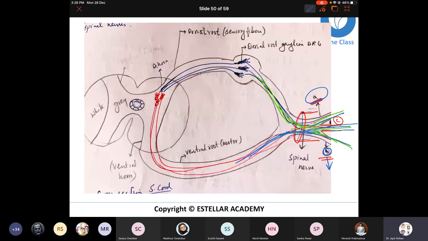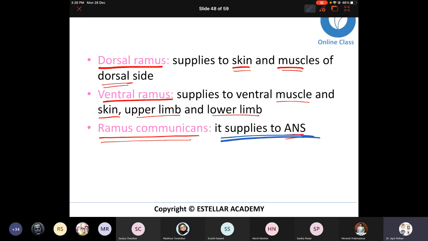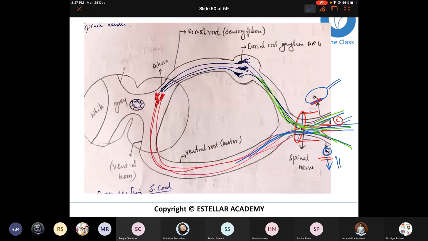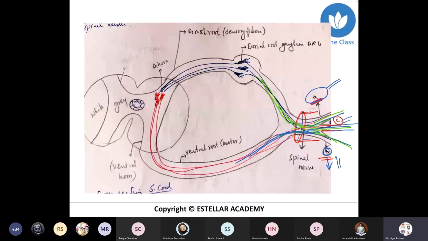Third one, that is dorsal ramus, ventral ramus, and ramus communicans. If you look, ramus communicans supplies the autonomic nervous system, ventral ramus to the ventral part, muscle, skin, limbs, and dorsal ramus to the dorsal side of skin and muscle. Clear? Any more doubts to anybody? Come on, tell me, any doubts? No, okay. So this is all about the cranial system.